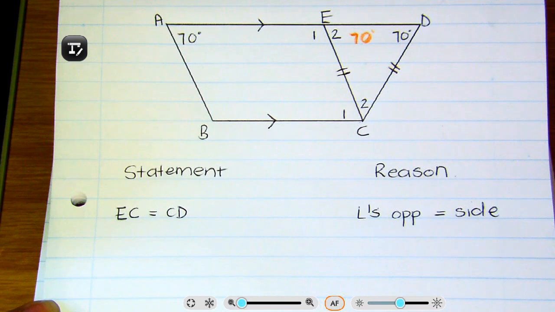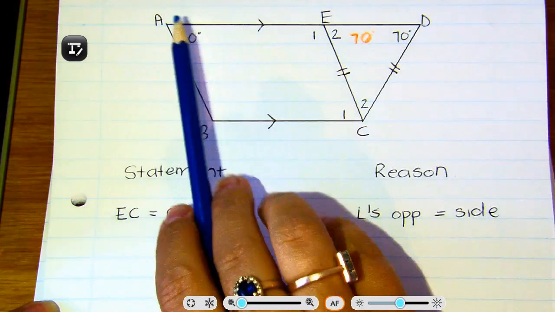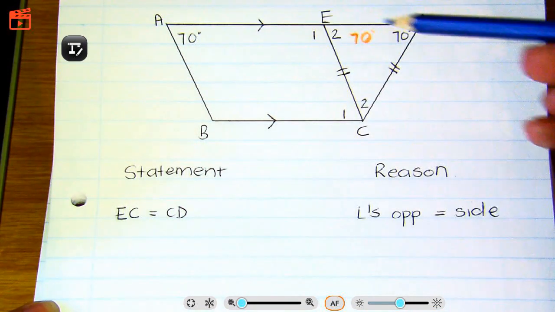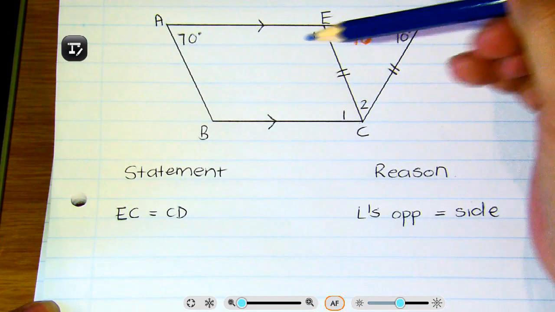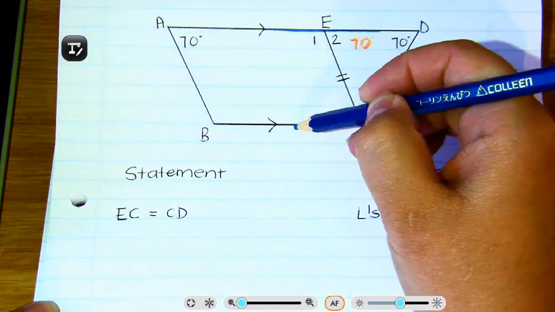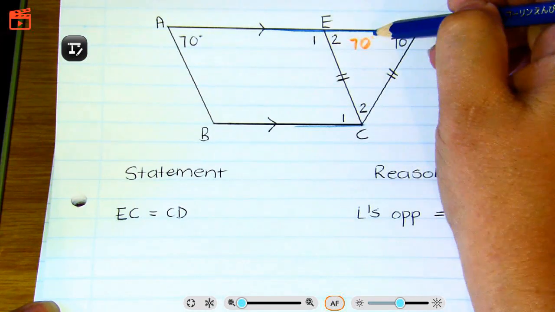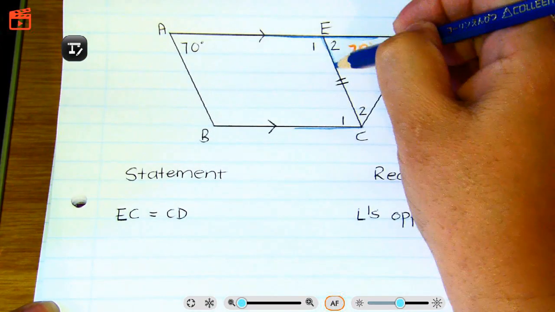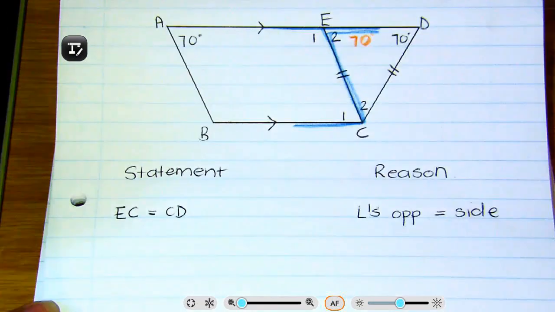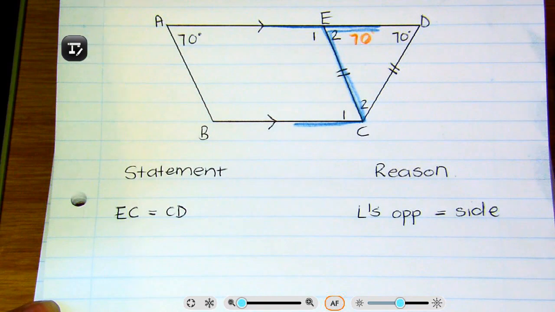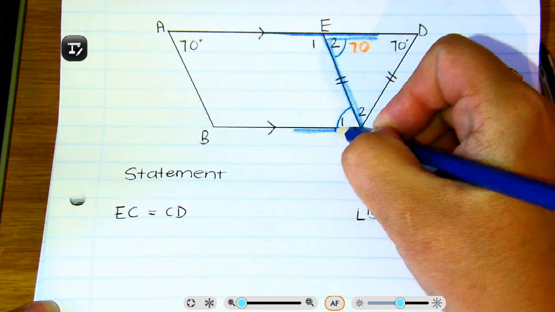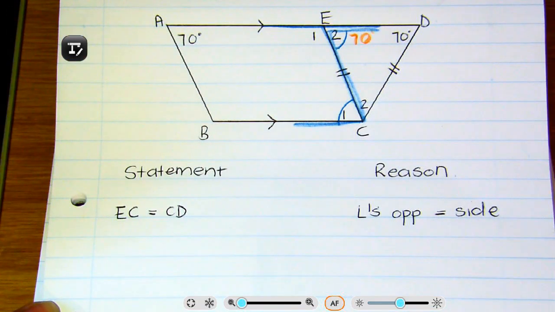The next thing that you should be able to see is they've told you that AD is parallel to BC. So we have two parallel lines cut by a transversal. So what I'm going to do is I'm going to draw the shape that I'm working with, and you guys should all see that shape there, which is a Z or an N, which means that this angle there and that angle there are alternate angles, and we know that alternate angles are equal.